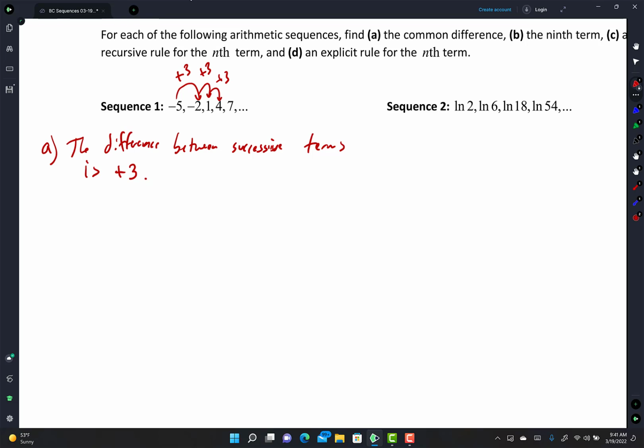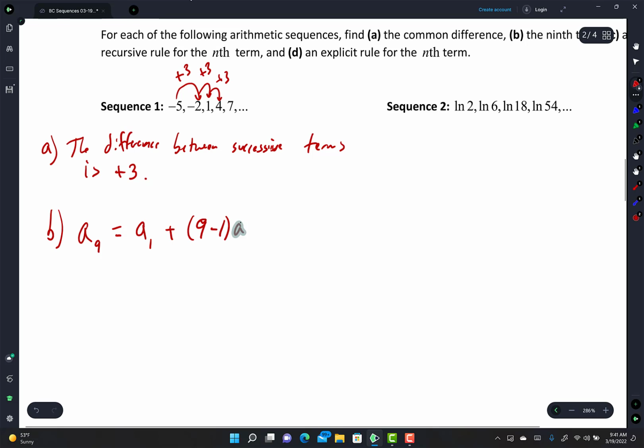Letter B. They want the ninth term. So look, let's not freak out. What letter do you want to use? A, B, doesn't matter to me. A? So A of 9, we're just going down the alphabet. So my ninth term for this sequence is going to be my first term plus, what was the difference? 3. So 9 minus 1 times 3.